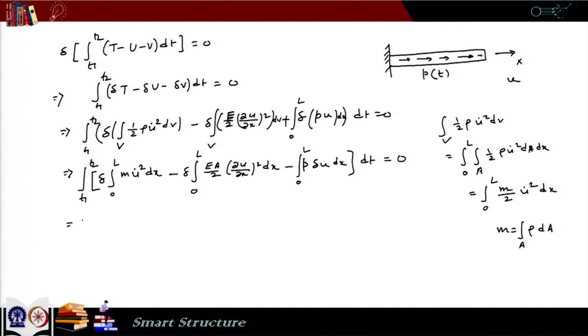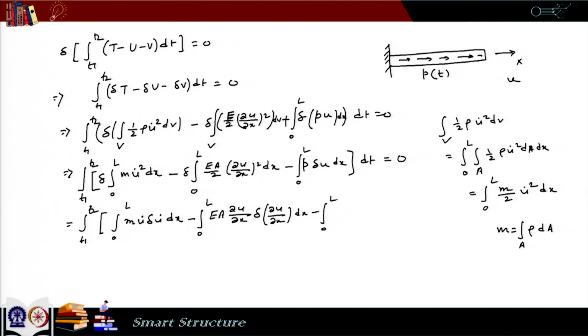Now, this can be rewritten as T1 to T2. Delta can be taken inside, u delta del u dot dx, and this can be written as E A del u by del x into delta of del u by del x dx, and this remains the same, P into delta u, and this is integrated from T1 to T2.